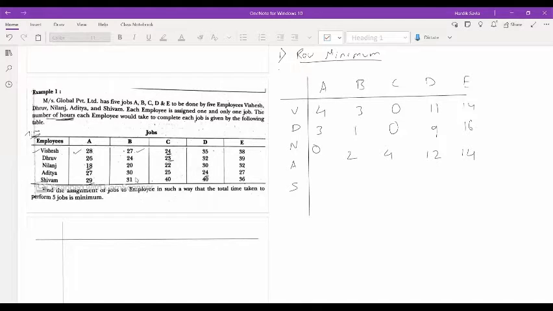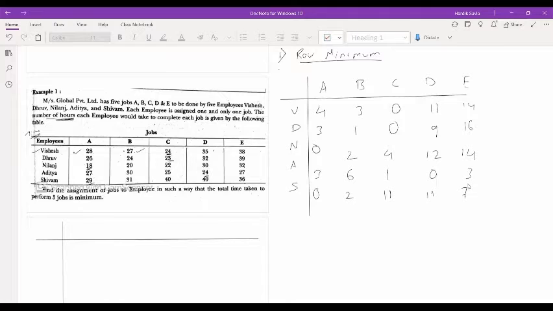In the fourth row, minimum value is 24. Subtract 24 from all the values. 3, 6, 1, 0, 3. In the fifth row, minimum value is 29. So 0, 2, 11, 11 and 7. So this is row minimum.